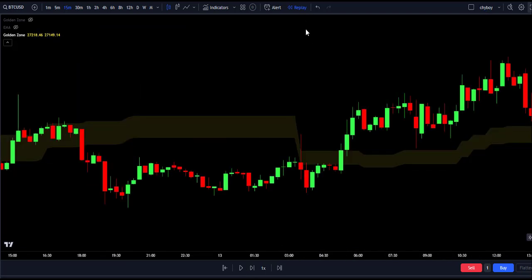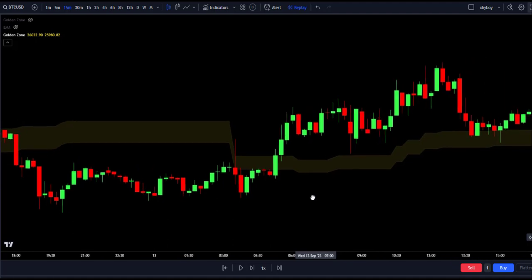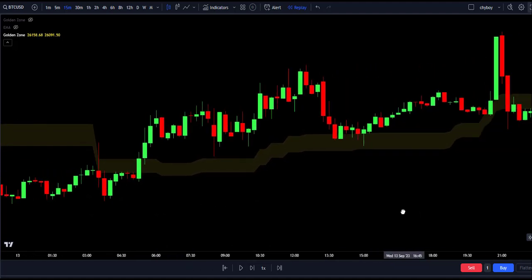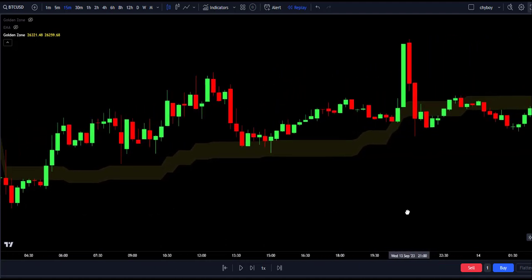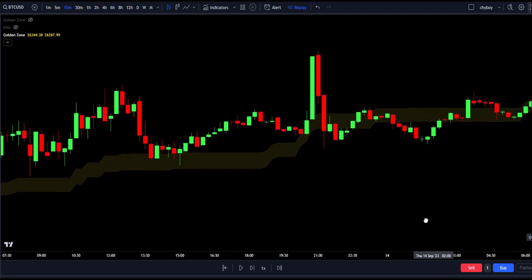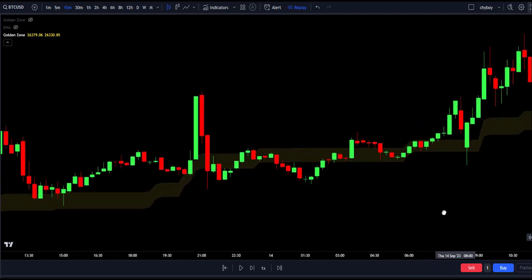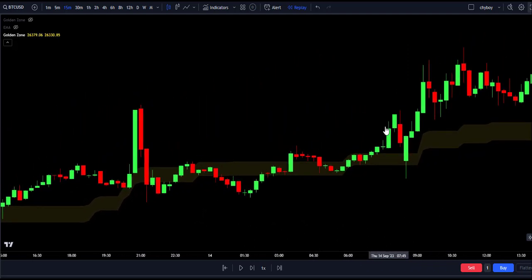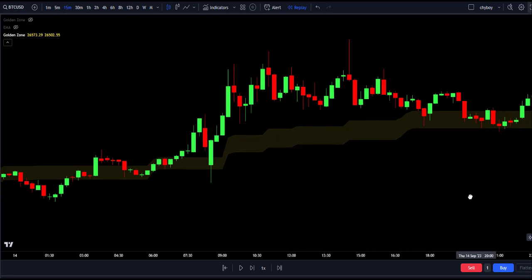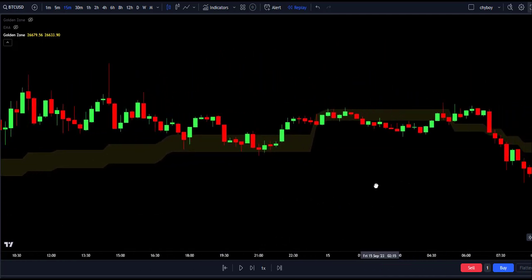The Golden Zone indicator is highly versatile and can be used in all markets, whether you are a swing trader or a day trader. The Golden Zone indicator is a must-have tool for traders looking to identify potential price movements and locate key support and resistance levels. Its user-friendly inputs and clear display make it a valuable addition to any trading arsenal.